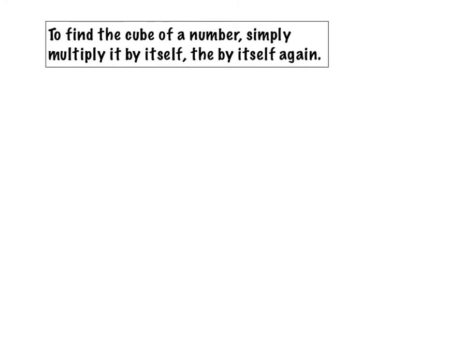So to find the cube of a number, all we have to do is multiply the number by itself, and then do it another time. Multiply it by itself again. So for example, if you wanted to find the cube of 8, you would do 8 times 8 times 8, and when you do that, you get 512.